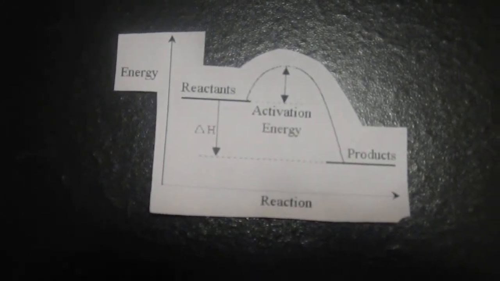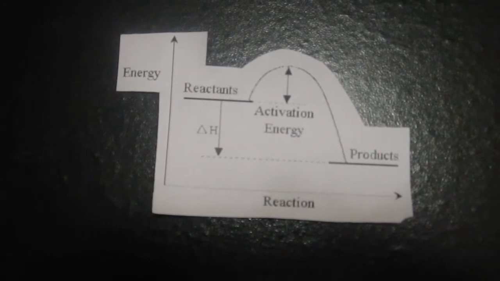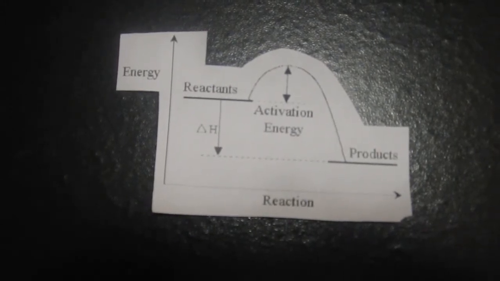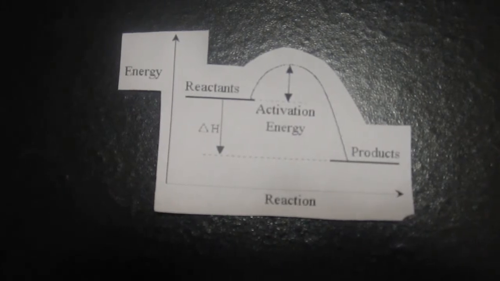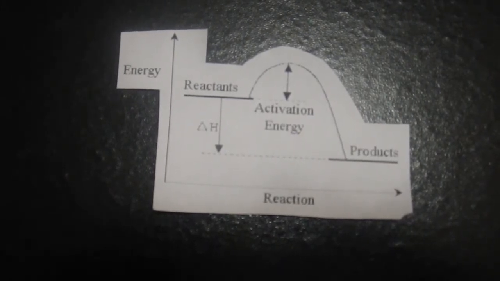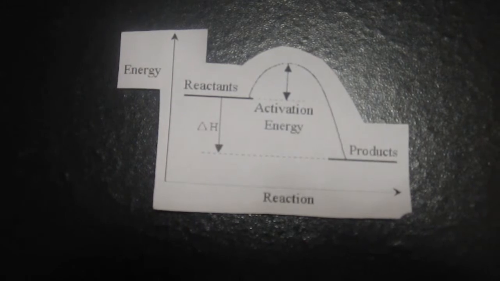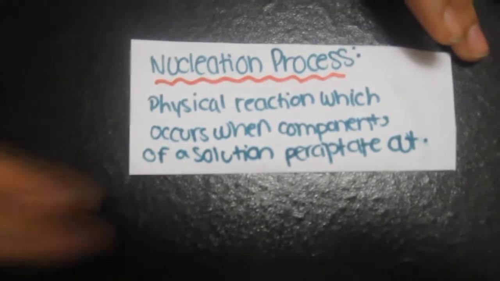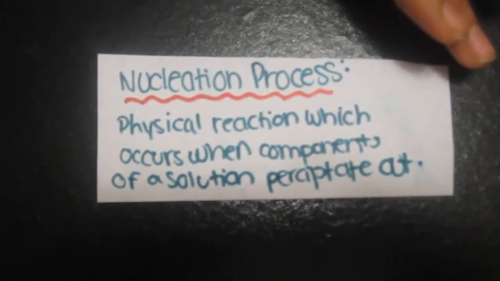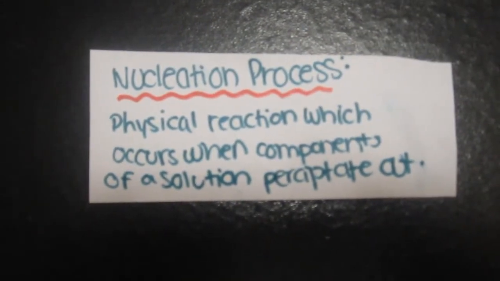These barriers result from nucleation processes and activated complex formations. For many who may not know, nucleation is the formation of distinct phases, a process needed to make sugar candy, gaseous bubbles, crystals, or glassy regions. To put it in simpler words, it is the physical reaction which occurs when components of a solution precipitate out of the solution.